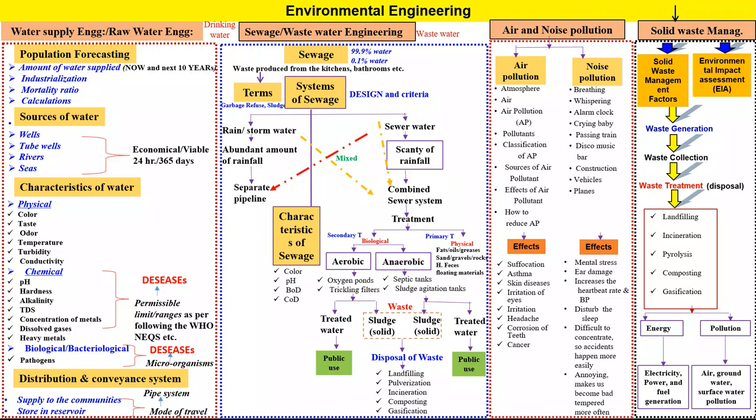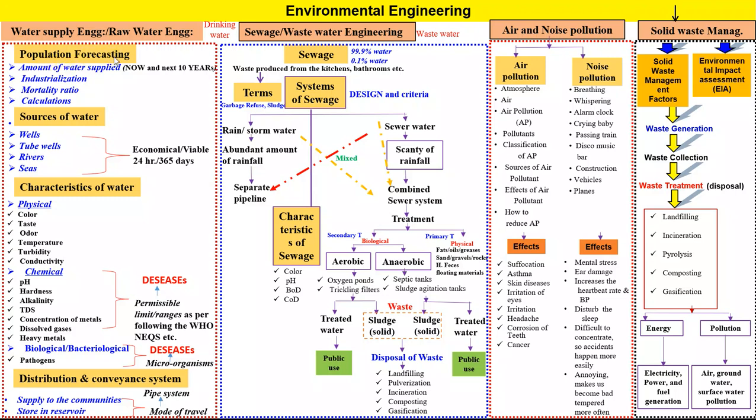Okay, before we jump to water supply engineering, we have this colored slide on all three parts: water supply engineering, or raw water engineering; then wastewater or sewage engineering; and third, pollution, which is air and noise pollution and solid waste management.